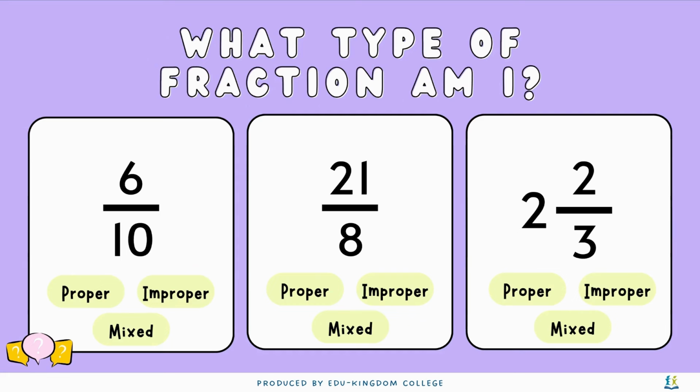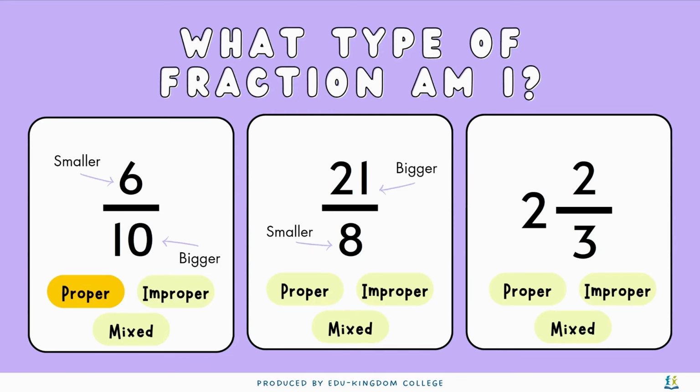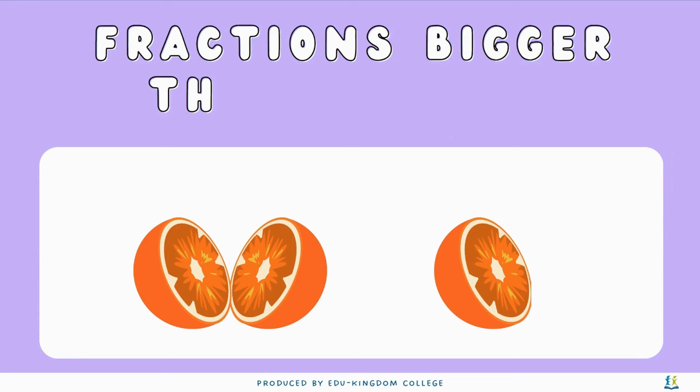Let's have a look at these three fractions. What fractions are they? We have 6 over 10. We can see the 6 is smaller and 10 is bigger, so it's going to be a proper fraction. Then we have 21 over 8. 21 is bigger and 8 is smaller, therefore it's going to be an improper fraction. Last one here, there's a whole number stuck to it on the left and a proper fraction on the right. That gives us a mixed fraction. Fractions that are bigger than a whole.